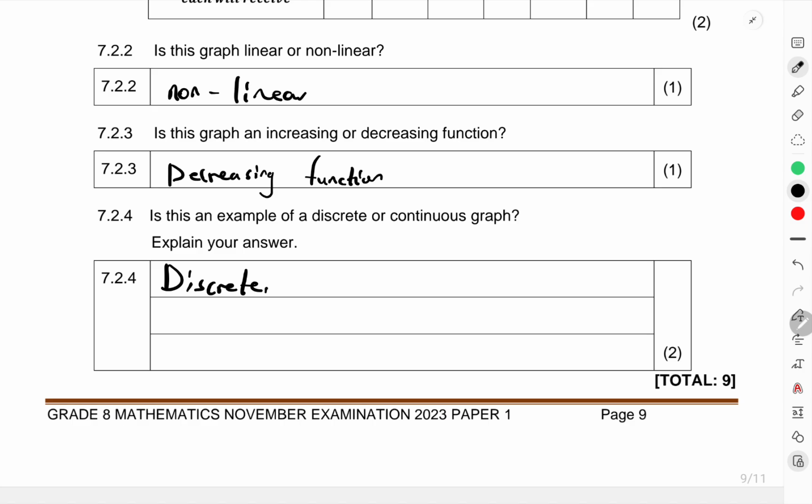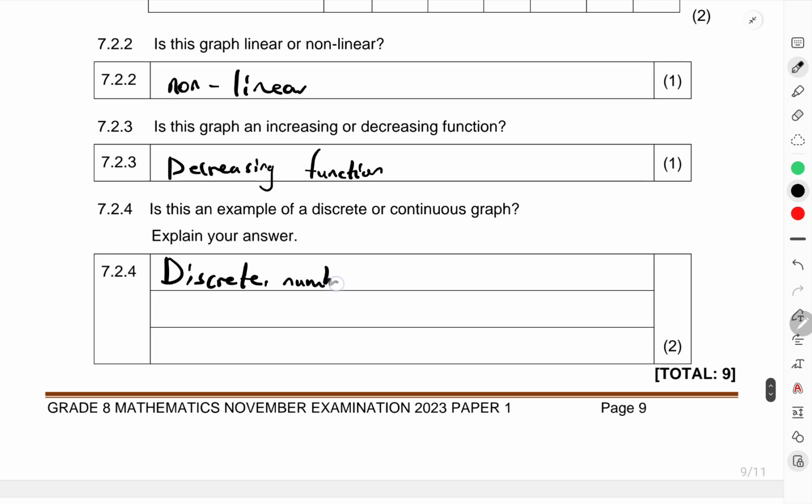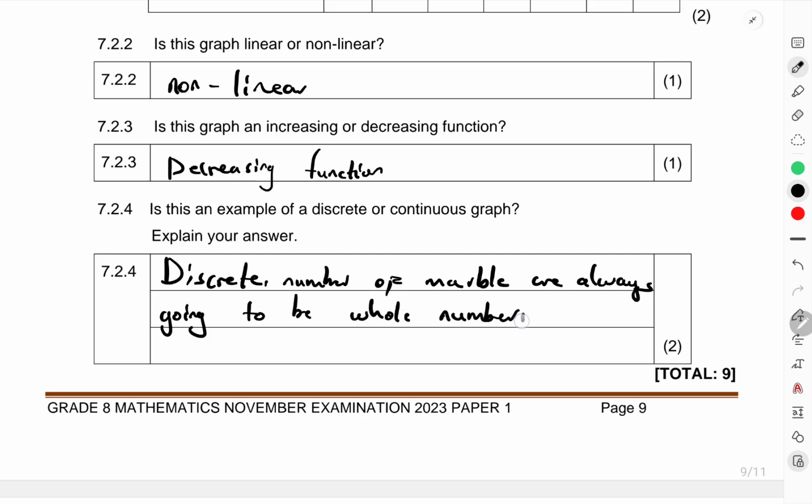What is the reason for me to say discrete? I cannot have a fraction as the number of marbles, meaning the number of marbles is always going to be whole numbers, right? The marbles that I was dealing with on my table are always going to be whole numbers. I'm going to have whole numbers with the number of marbles.